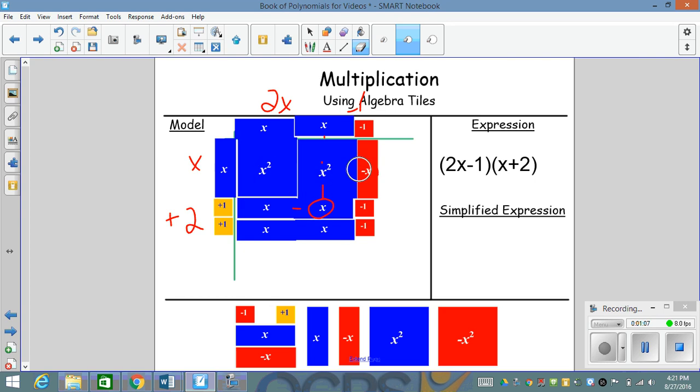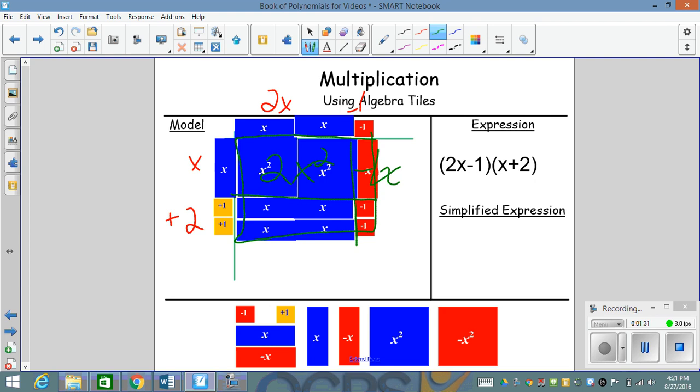Now, our box method follows the exact same concept, but we don't want to have to use algebra tiles every single time. So what we're doing is we're putting on the outside our 2x minus 1 and our x plus 2, and then on the inside, we just do 2x times x is 2x squared, x times negative 1 is negative 1x, 2x times 2 is 4x, and then 2 times negative 1 is negative 2.